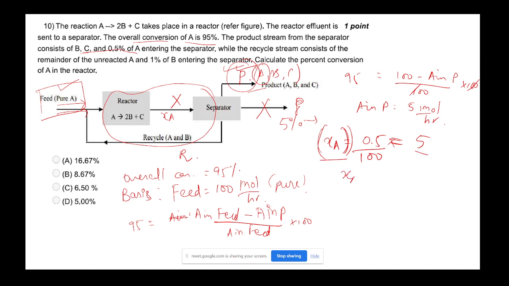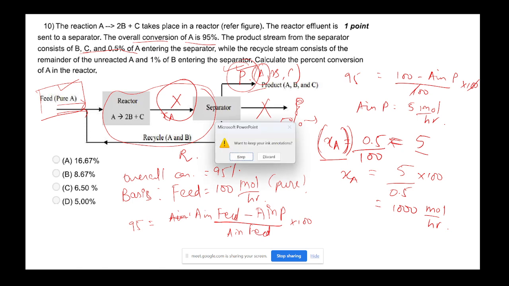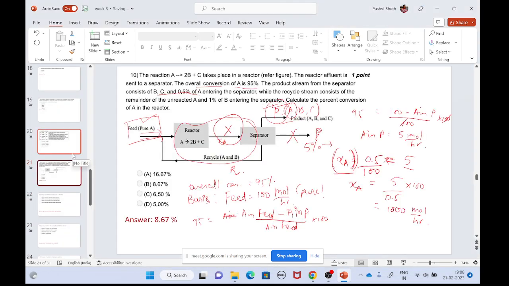So if I solve it, what will be the answer? 5 by 0.5 into 100 will give me 1000 moles per hour. So this is the amount of A in the X stream which is going into the separator. Okay, we'll take another slide.